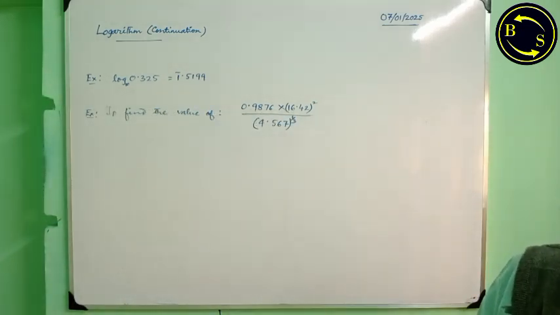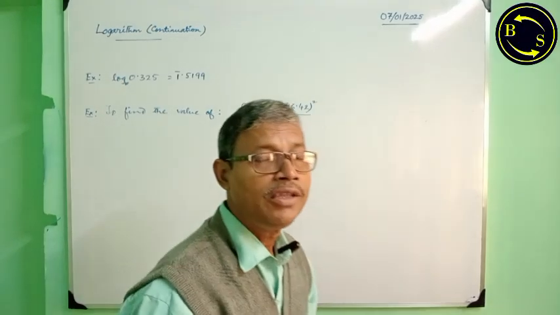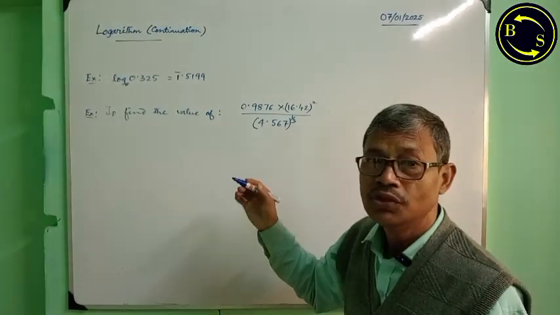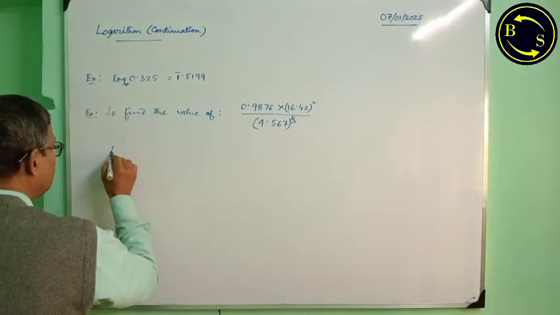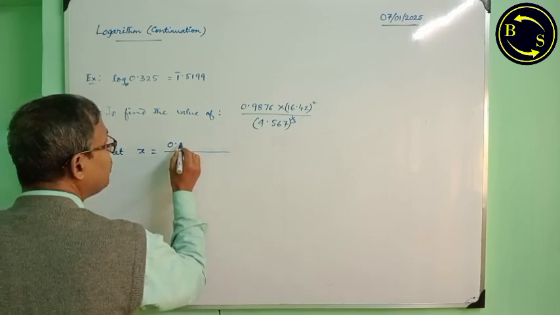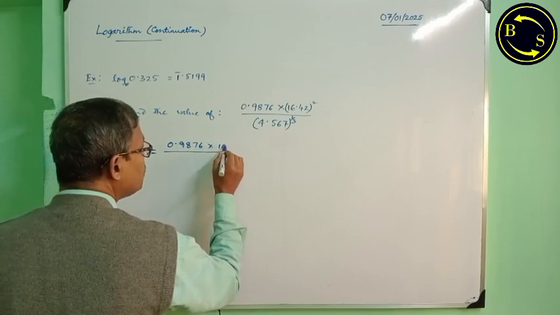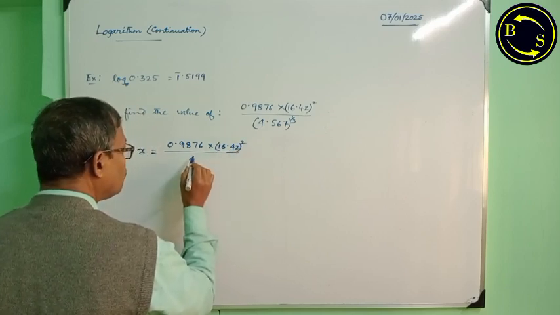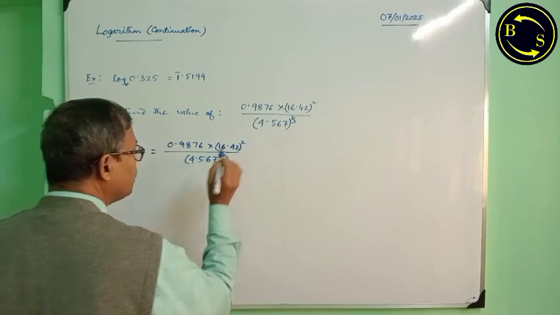Now to find the value of this complicated expression, we proceed like this. First we take the value of this as x. Let x equal to 0.9876 into 16.42 whole square by 4.567 to the power 1/3.